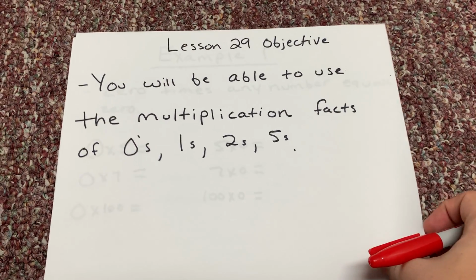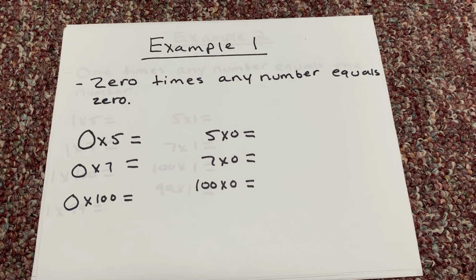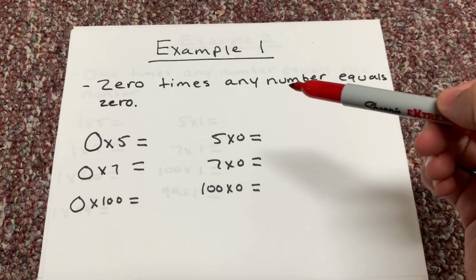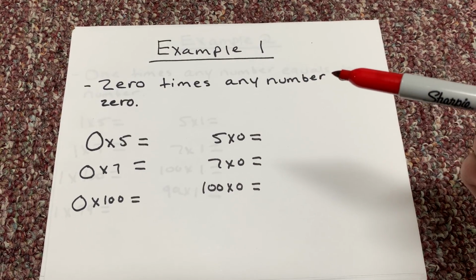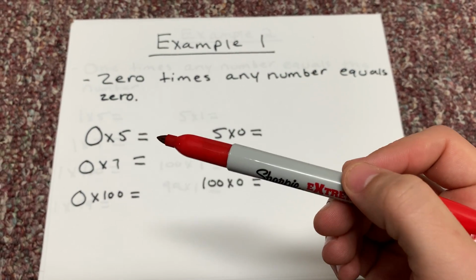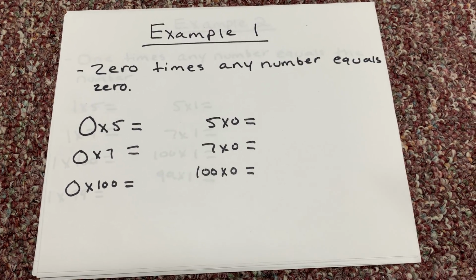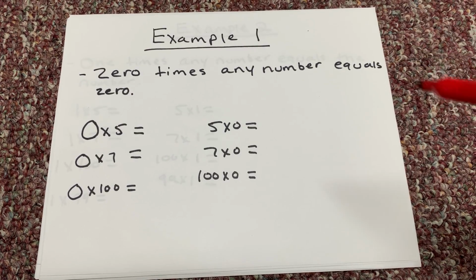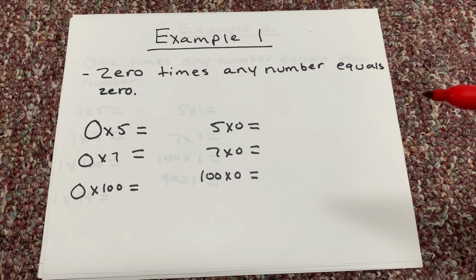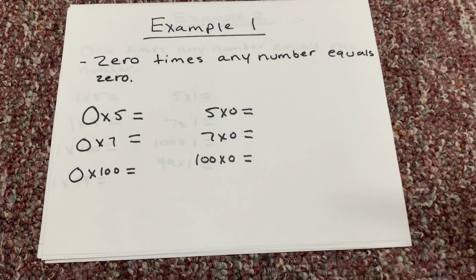So let's go ahead and look at our first example for lesson 29. We're going to be looking at the number 0. In example 1, we're looking at 0 times any number equals 0. Here I have on the left 0 times 5, 0 times 7, and 0 times 100. And I have the same numbers just flipped in a different order, which is 5 times 0, 7 times 0, and 100 times 0. So anytime we're multiplying a number by 0, it's always going to equal 0.